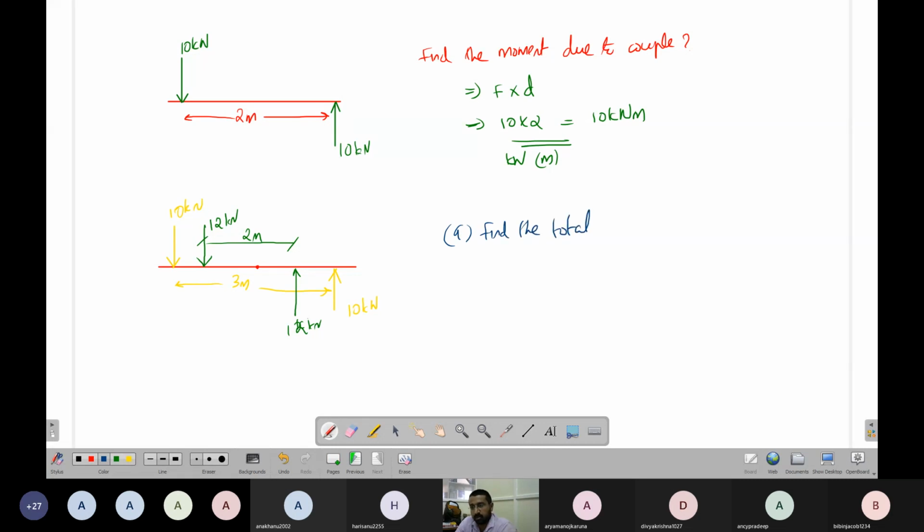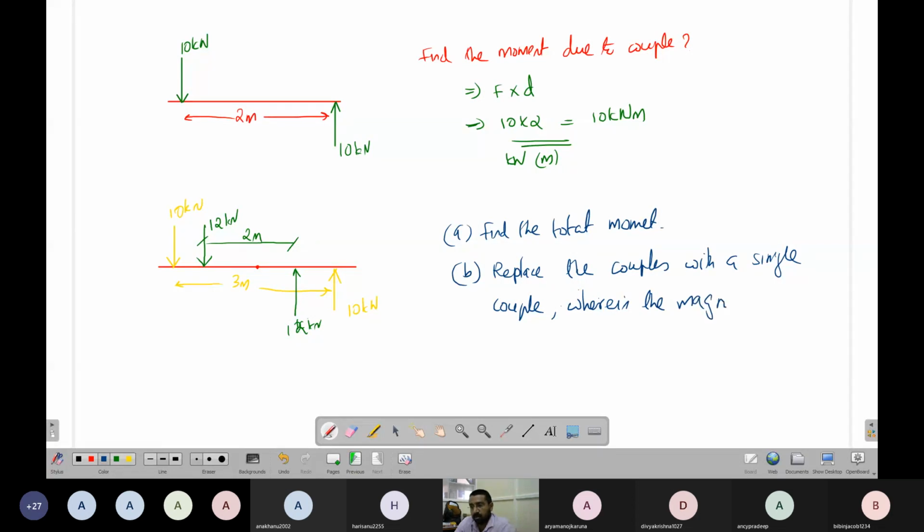Find the total moment. B. Replace the couples with a single couple whose magnitude of force is 6 kilonewton.